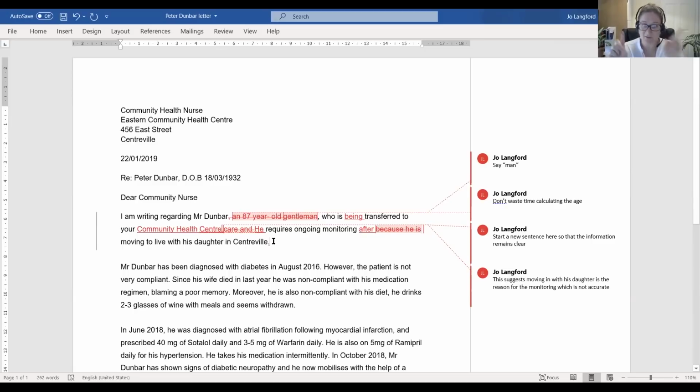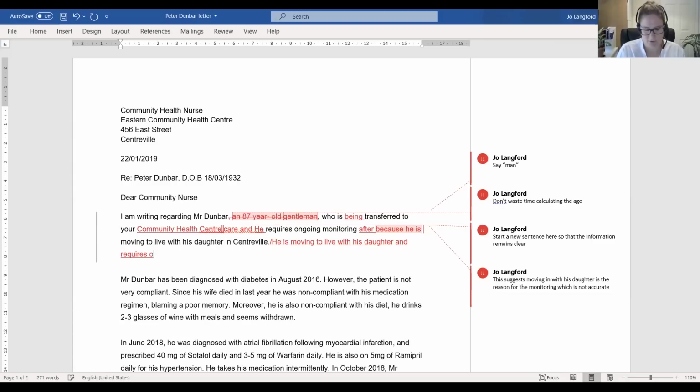What might be better is to flip it around here though, or you could set the context first. So he is moving to live with his daughter, and requires ongoing monitoring of his medication and diet, perhaps.